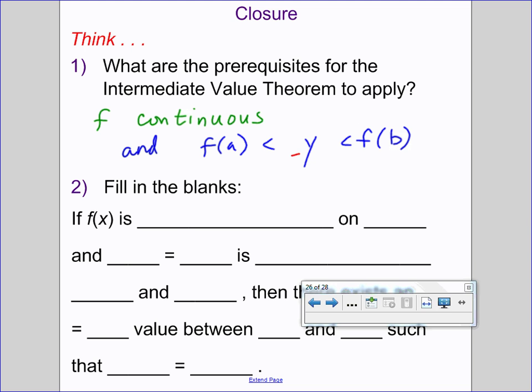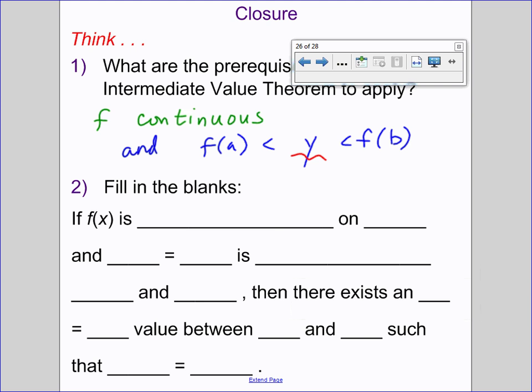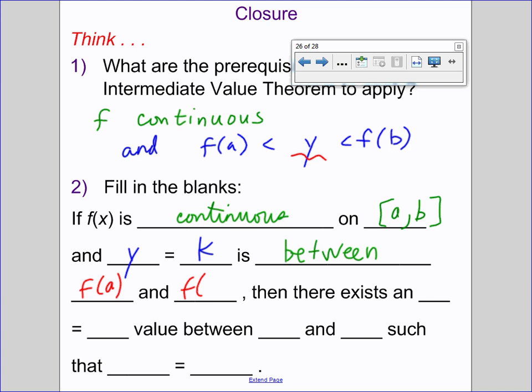So what I was going for in number two: if f of x is continuous on an interval a to b, and y equals k, or f of c, is between f of a and f of b, then there exists an x equals c value between a and b, such that f of c equals y, or k. We're going to do k.